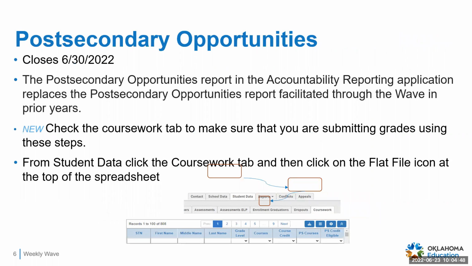Okay, post-secondary opportunities. This also closes next Thursday. This report is now an accountability reporting application. It used to be located in the Wave in prior years. So in order to access it, you'll need to go into accountability reporting and check the coursework tab to make sure that you're submitting grades using the following steps. From the student data button, you'll click the coursework tab, and then you'll click the flat file icon at the top of the spreadsheet.